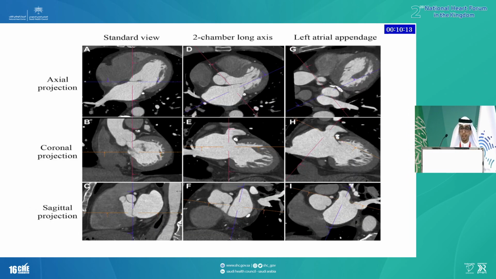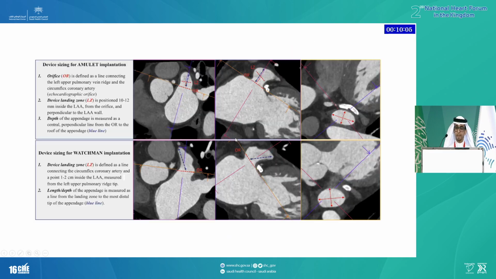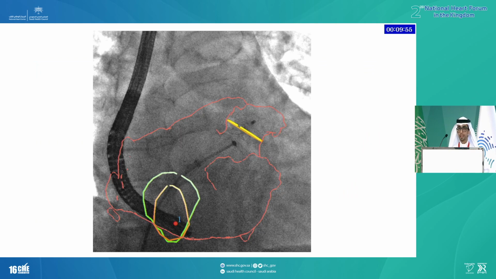Then we have to assess the left atrial appendage orifice and landing zone. And this is actually different from vendor to vendor, if you are using the Watchman device or the Amplatzer device. You can also use the CT scan for fusion with the fluoroscopy during the procedure, and we can see here the contour of the left atrial appendage, the heart chamber, and also the interatrial septum to facilitate the puncture and also the landing zone of the device.